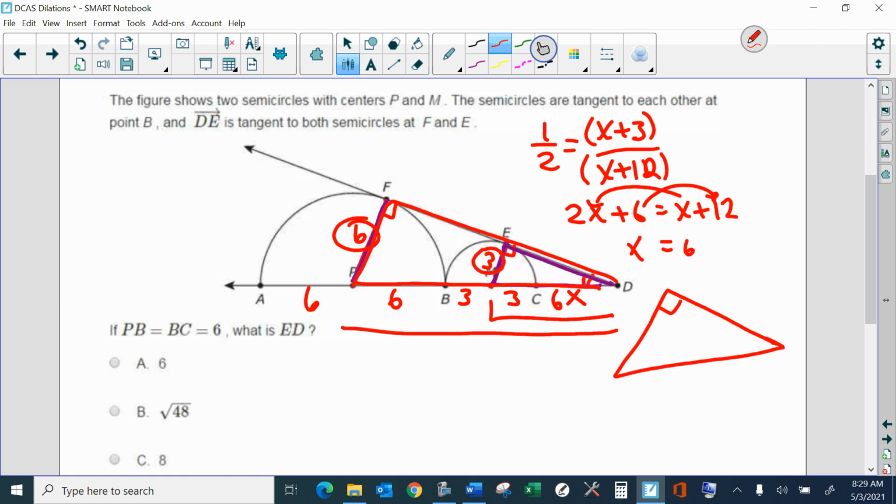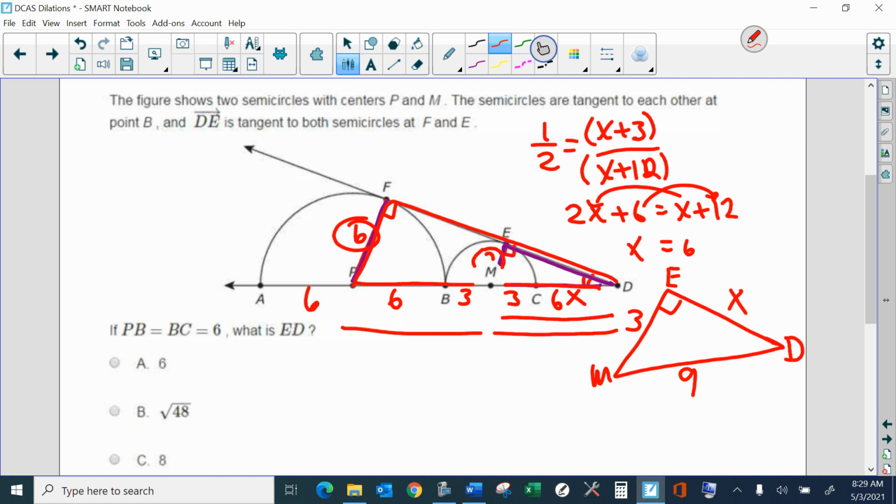Okay, so now I'm going to blow up this smaller triangle right here. Right angle there. That's my E, D, and whatever this is right here, M. We know this is 3. We know the hypotenuse now is 9. And so we're looking for DE.